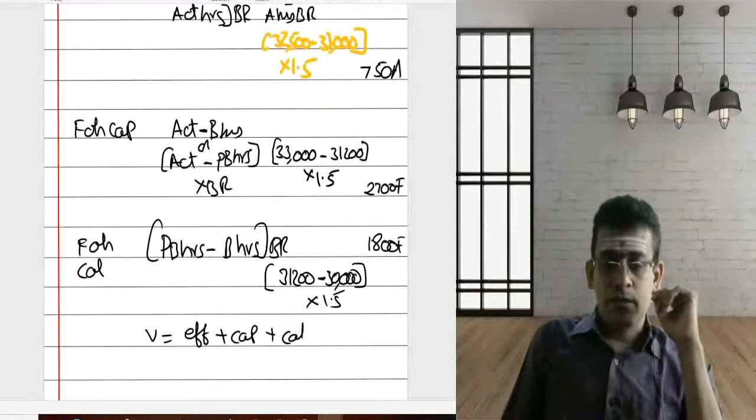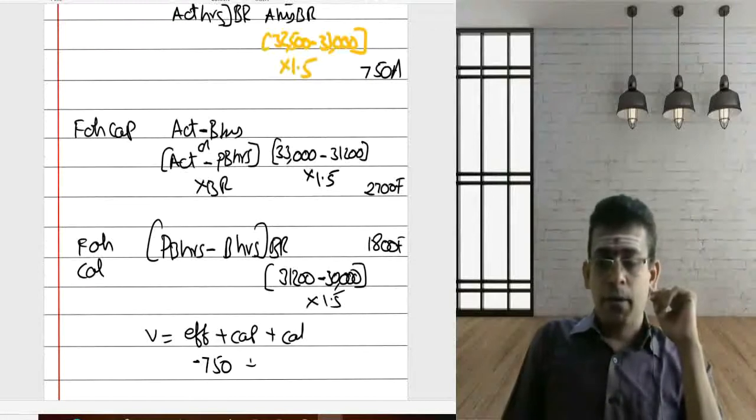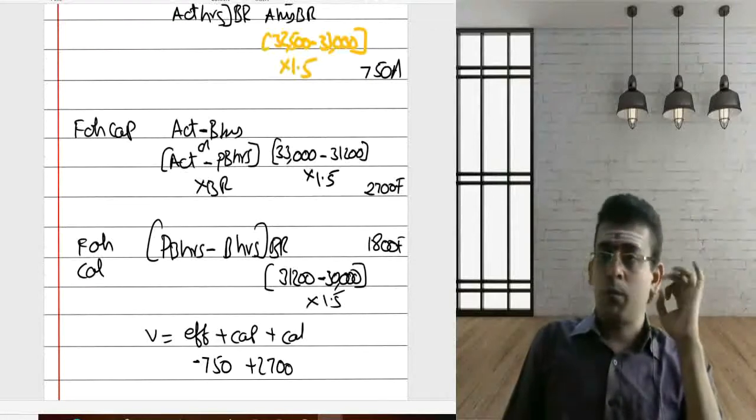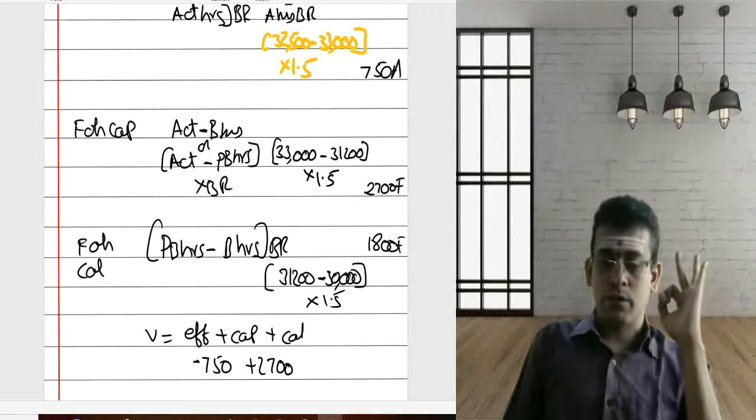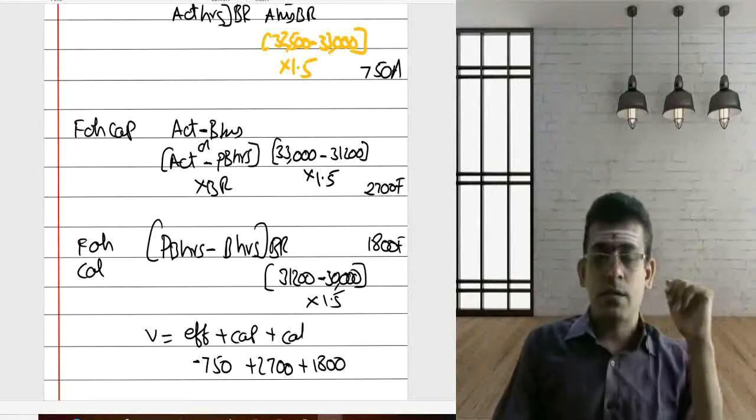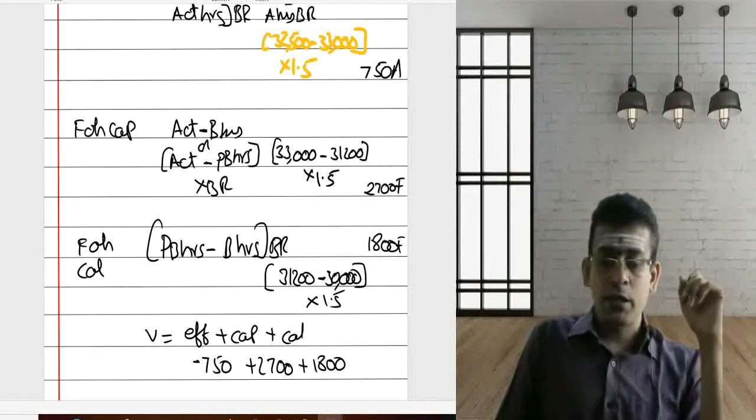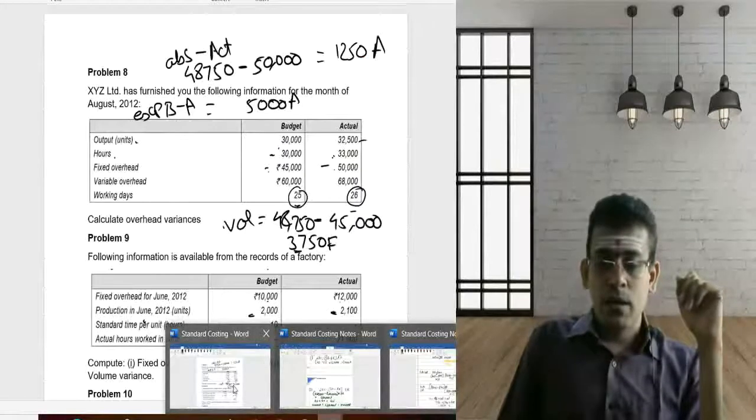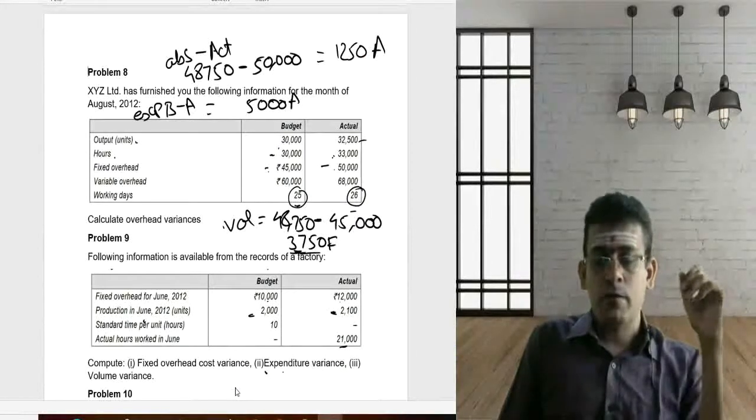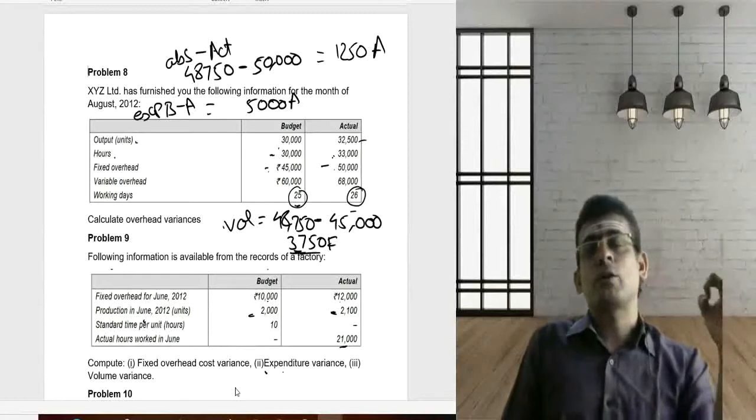My efficiency variance is 750 adverse, so let us consider minus 750. My capacity variance is 2700 positive, let us consider as plus 2700. My calendar variance is 1800 positive, favorable, let us consider as plus 1800. So 1800 plus 2700 minus 750 is going to give me 3750. So 3750 favorable is nothing but my volume variance. So your answer is absolutely right.